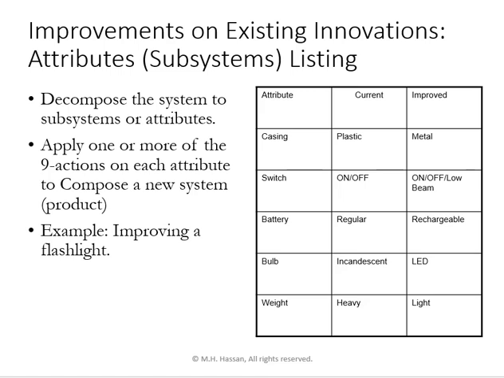We improve the casing, changing the plastic to a better casing like quality metal, stainless steel, or aluminum, or a material that is more beautiful and shiny, to make it attractive. The switch is on and off; we can do a beam, or even a variable beam if you wish. The battery is a regular battery; you can have a rechargeable battery. The bulb is incandescent; you can use an LED bulb. The weight is heavy, and you can reduce the weight to make it light. So you can make any changes on the product, and you have a product that you can build a prototype of and try to patent or sell on the market.